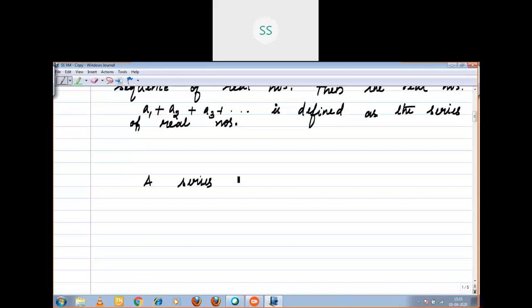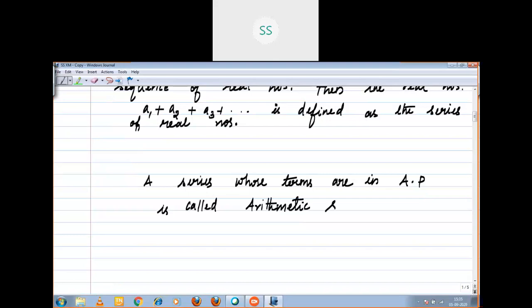A series whose terms are in AP, that is arithmetic progression, is called arithmetic series. Got it? When we can say it is arithmetic progression, if the common difference is the same throughout the series, right?